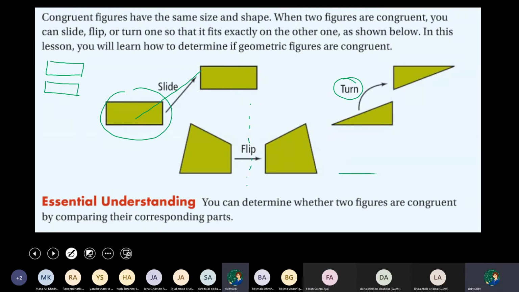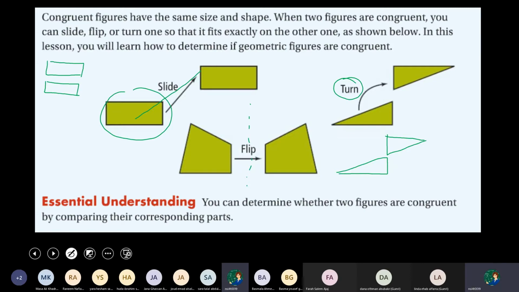At first it's like this. Then after that, I will make it like this. Imagine how it will be. First I flip it, then I flip it another time, so it will be turned. I turn the shape. Or it can be flipped, or it can be slid. So, if two figures are congruent, you can slide them, flip them, or turn them.